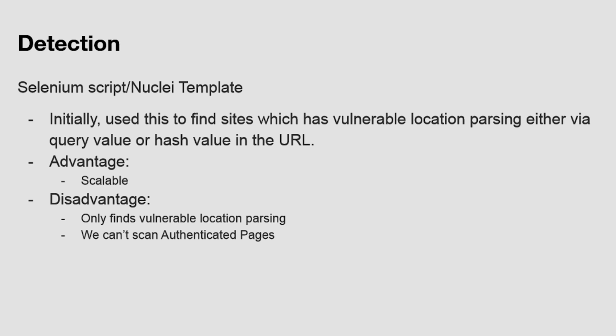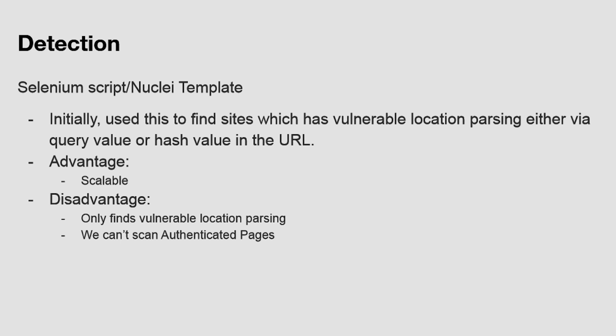So that's the advantage. But the disadvantage is that it can only find vulnerable location parsers, because we are spraying the payload and hoping for pollution to occur. We are hoping for a vulnerable location parser. So it just sprays the payload and checks if the prototype is polluted. Another issue with this method is that it can't scan authenticated pages. You give millions of domains to the script, and you can't provide credentials for each and every website, right? So that's the issue with this Python Selenium script.